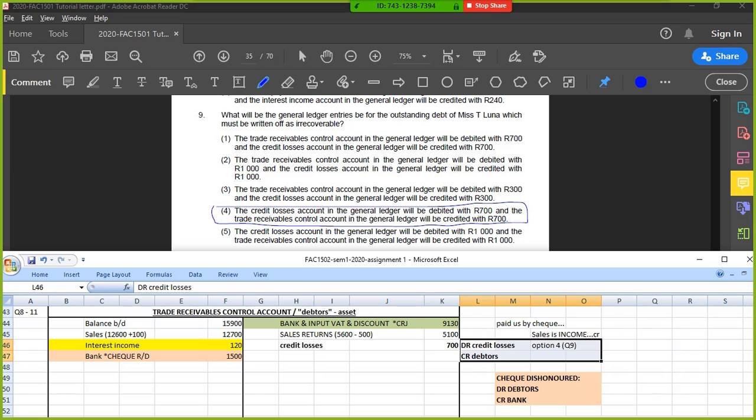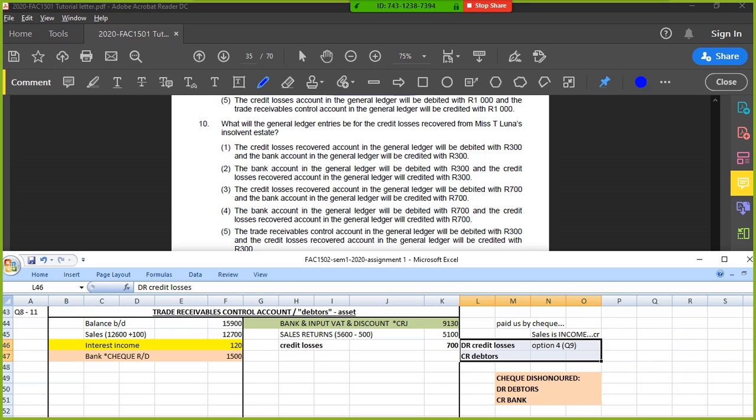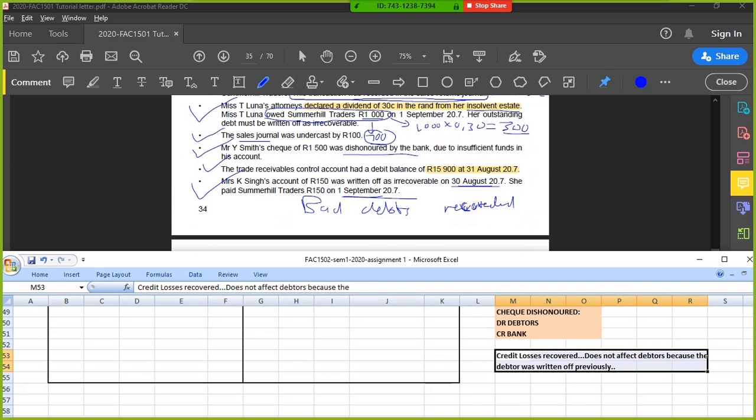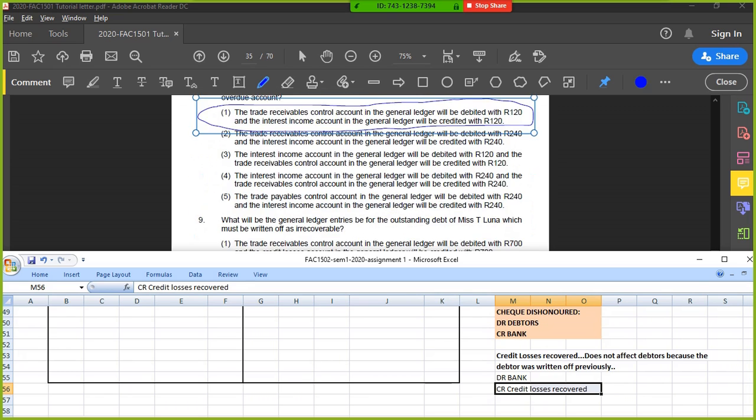Right, see, we've done all the workings. Now it's just pick and choose the right answer, basically. Okay, 10. What will the general ledger entries be for the credit losses recovered? Okay, we just spoke about this. Where is it? Here it is. The credit losses recovered. What was the amount? Let me go back. What is the amount? 150. Let me write an amount here. Let me show the debit. Debit bank, credit losses recovered, 150. Let's go choose the right answer.